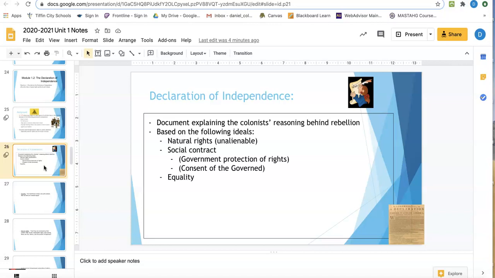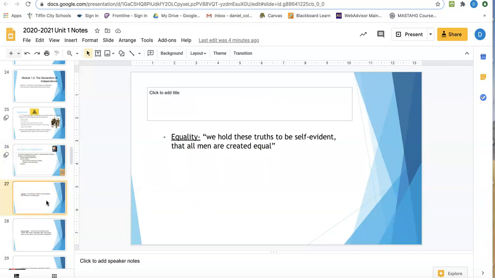So here are the big things they'll talk about. He talks about the following ideals: natural rights, social contract, and the idea of equality. So I'm going to give you the first little paragraph here and show you how these ideas are reflected in Jefferson's language. So he starts it off with kind of the American creed, right?